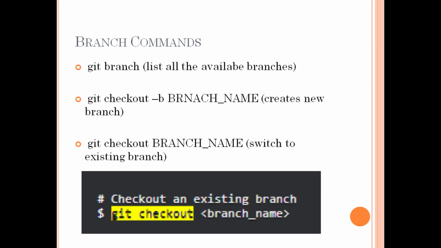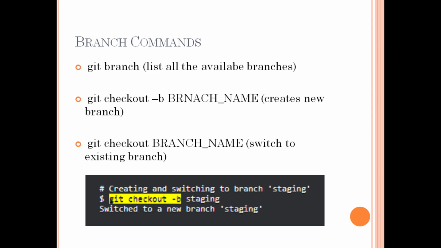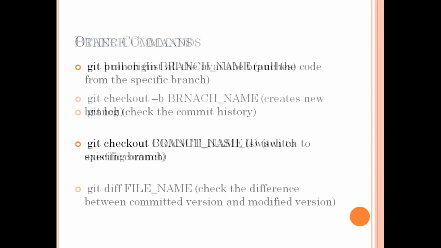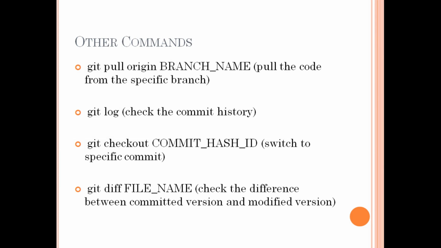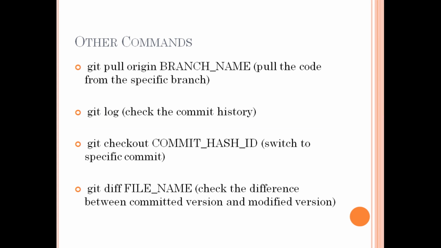Next command is git checkout. To start working in a different branch, git checkout is used to switch branches. Also, the git checkout -b command is used to create a new branch, and switches to that branch itself. Next command is git pull. This command is used to get the latest version of a repository. Run git pull. This pulls the changes from the remote repository to the local computer.